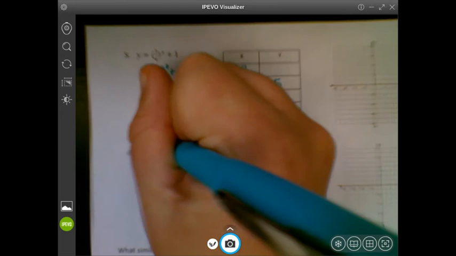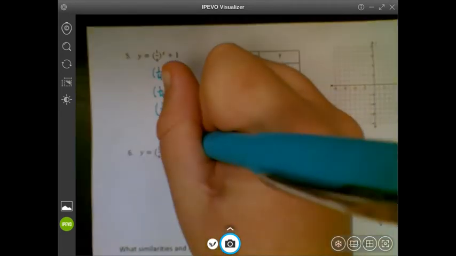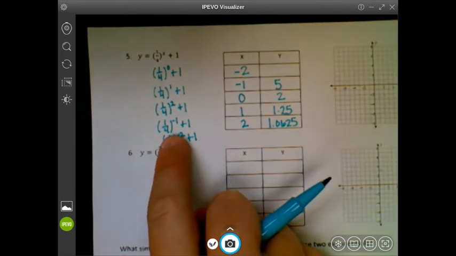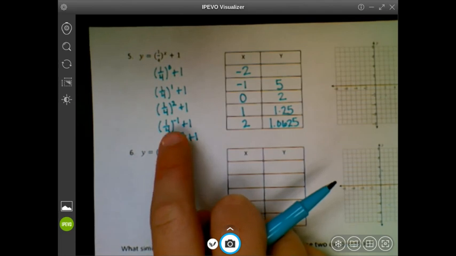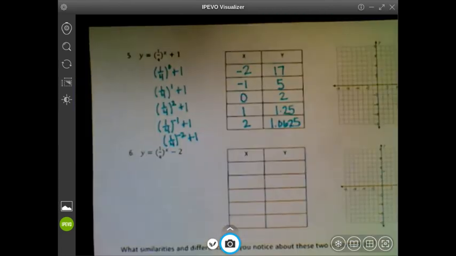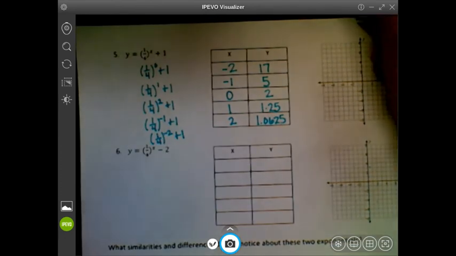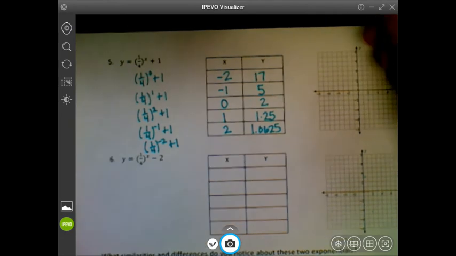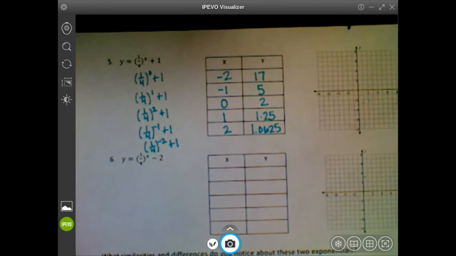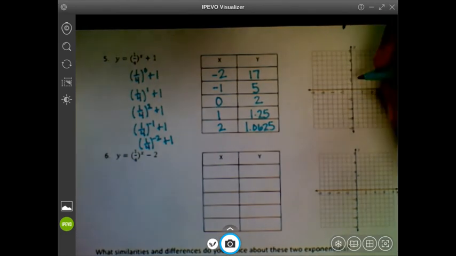So putting in -2, we would have 1/4 to the negative second power plus 1. 1/4 to the negative second, you would turn that into a 4 to the power of 2. And 4 squared is 16. 16 plus 1 is 17. And so here's your graph. We would have -2, 17. So I'd be like way up here, right? So I'm just going to put a dot up there so I have a place to aim. I know it's not even close. It has to be even further away, but that's all right.